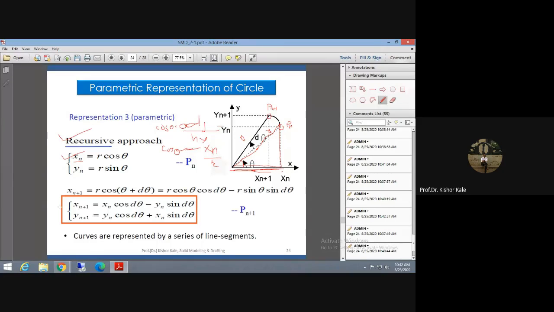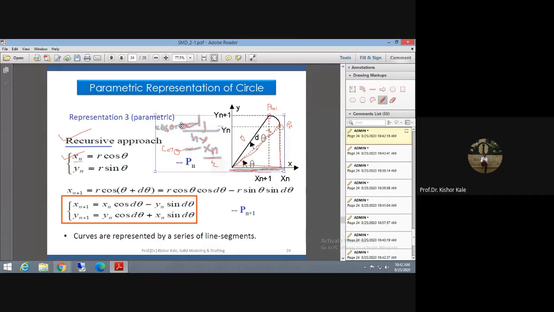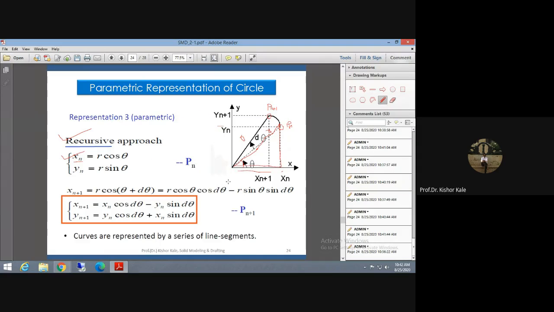Now, if you see on a similar basis, what will be the sine theta?